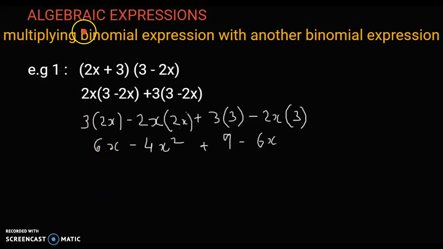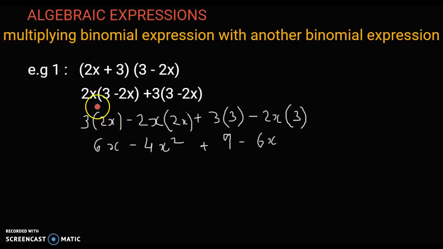Okay, algebraic expressions: multiplying a binomial expression with another binomial expression. Binomial means 2x plus 3 multiplied by 3 minus 2x. There are two expressions here and two expressions here. Simple. First take 2x and multiply it by 3 minus 2x. Then take plus 3 multiplied by 3 minus 2x. So this is what it is.